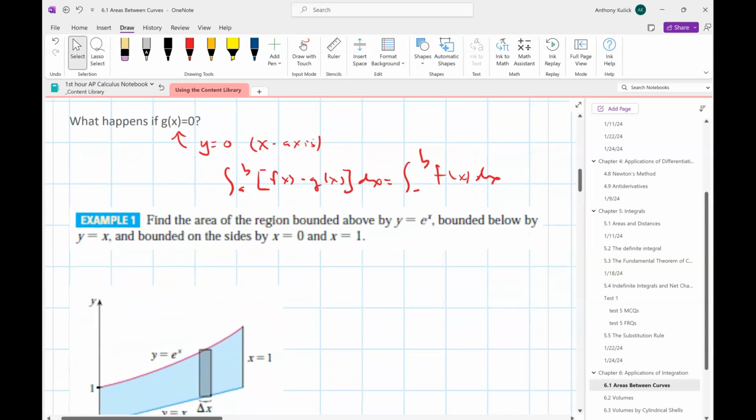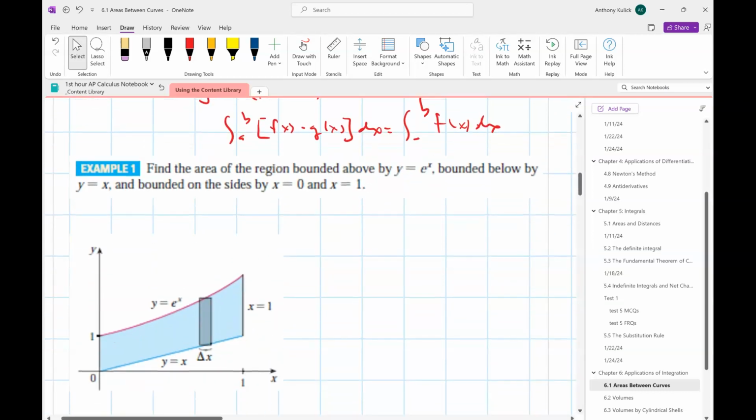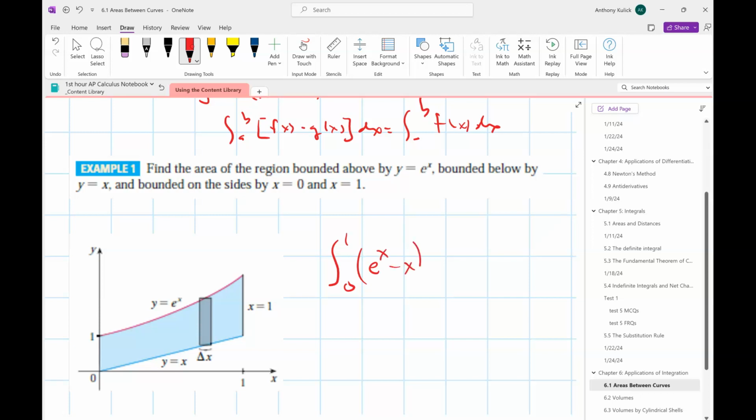All right, let's do an example. Find the area of the region bounded above by y equals e to the x, and bounded below by y equals x, and bounded on the sides by x equals 0 and x equals 1. So our integral is going to go from 0 to 1, and then we're going to be doing what minus what? Feel good so far?